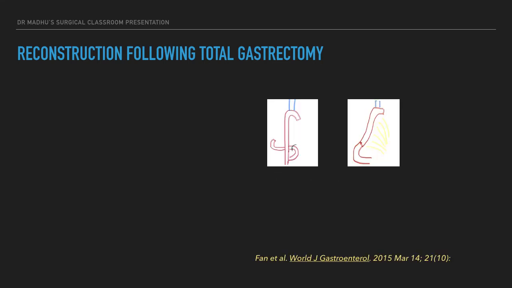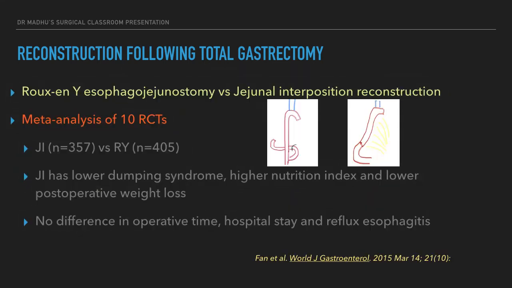Now we have several trials which compare the Roux-en-Y esophagojejunostomy and jejunal interposition. We had a meta-analysis that was published in 2015. It is a meta-analysis of almost 10 randomized trials comparing a jejunal interposition, which had around 350 patients, versus a Roux-en-Y reconstruction, which had around 405 patients. It found that when you have a jejunal interposition, the risk of dumping syndrome is very less. There is a higher nutrition index overall, and there is less post-operative weight loss.